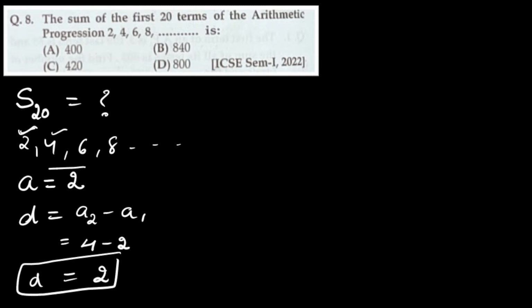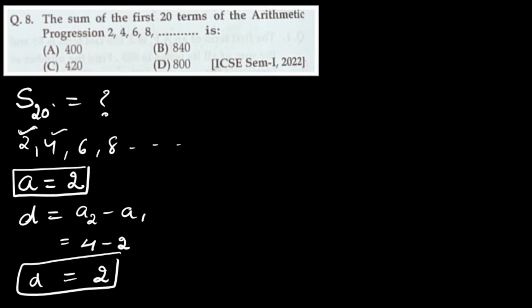So a sequence is given to us: 2, 4, 6, 8 and so on. Whenever a sequence is given to us, that means A, the first term of the sequence, is given to us. We write it with small a. That means the difference is also given to us. Difference we can always find by A2 minus A1. A1 means A only. A2, the second term, is 4. 4 minus 2 is 2. So A is 2, D is also 2.